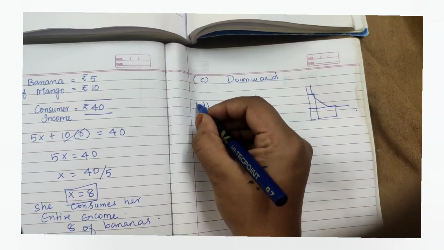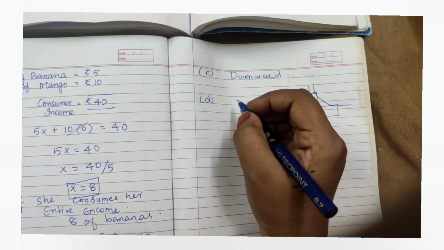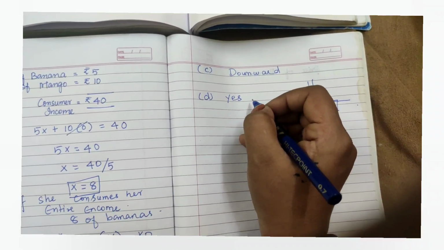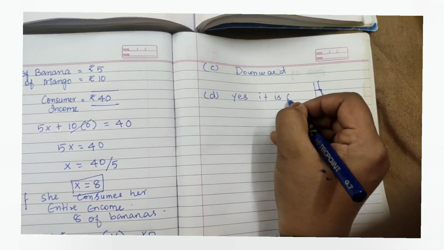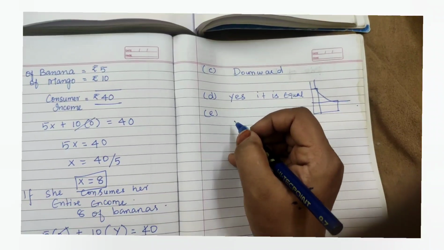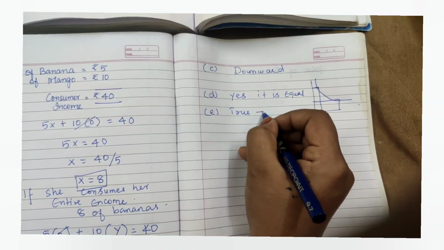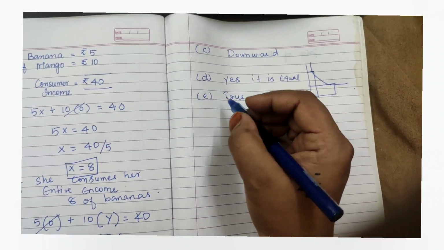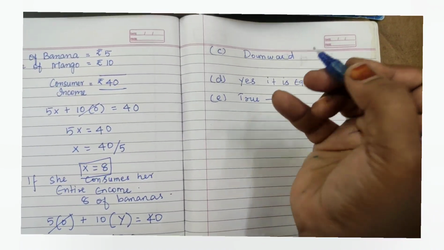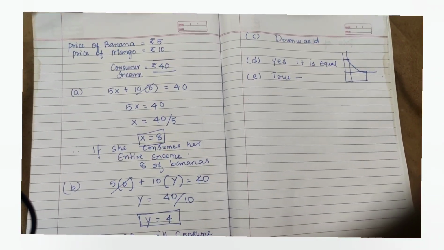Now the next question asked: are the bundles on the budget line equal to the consumer income or not? Yes, the bundles on the budget line are equal to the consumer income. And the last question: if you want to have more bananas, do you need to give up mangoes? Is it true? Yes, true, you have to write that. If you want to have more bananas, you have to give up mangoes, and it is true. By that we have completed this one.